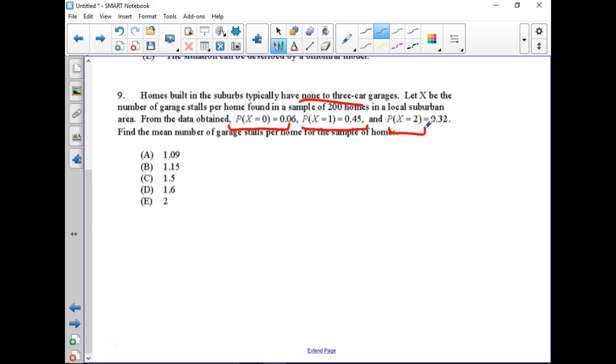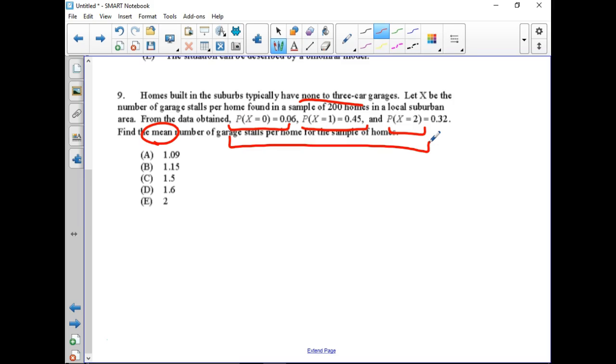I went so fast because I was just trying to get the answer, and I saw what's the mean number, and I saw that it's a probability distribution. So I said, hey, I want the mean. I notice I have a probability distribution, and I went ahead and found the expected value, because the expected value of a probability distribution is the same as a mean.